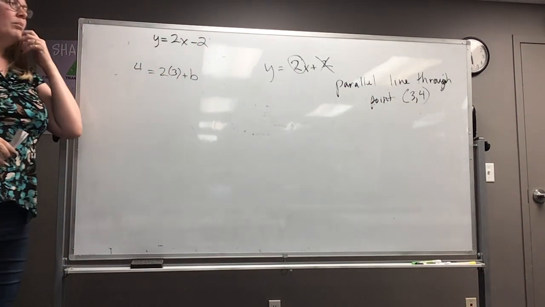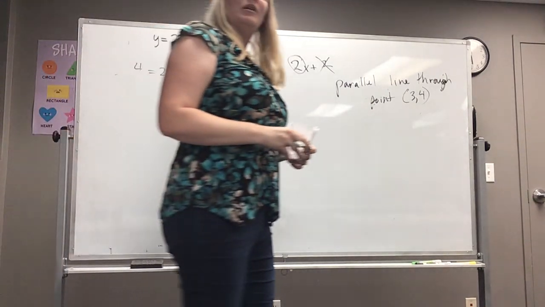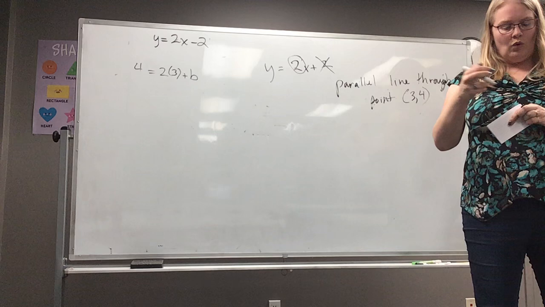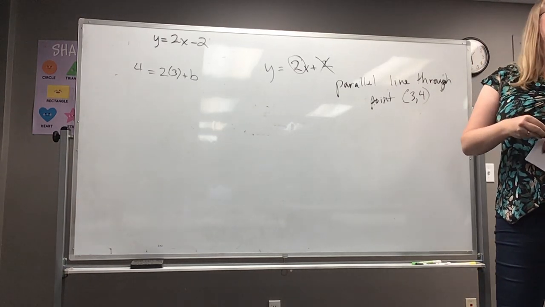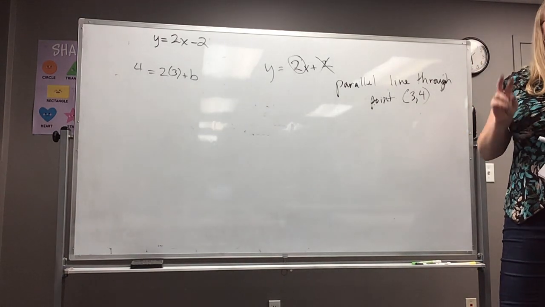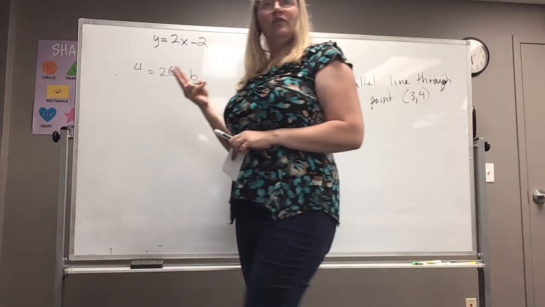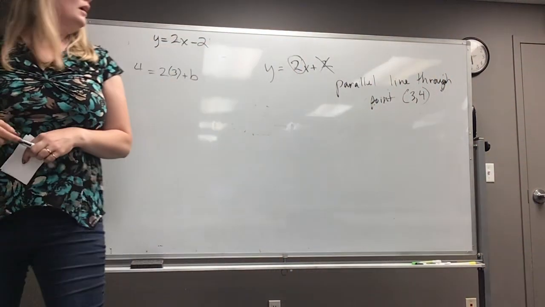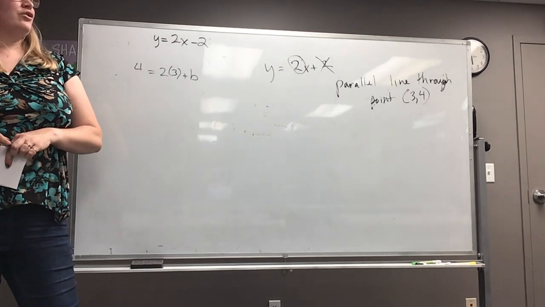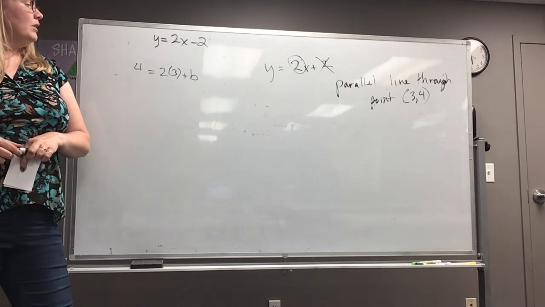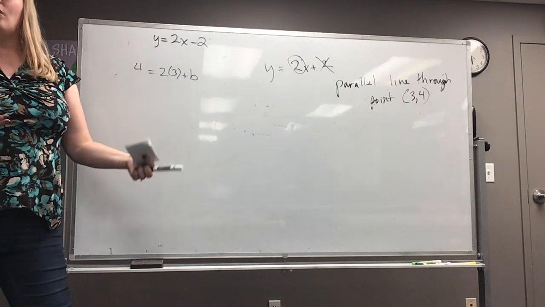So remember, parallel means that they have the same exact slope. They're moving the same way. Also, quite possible to get one with perpendicular, and perpendicular will have the 2 conditions. You have to do both of them. You have to change the sign, opposite sign, and you have to flip the fraction. And so our perpendicular slope would have been negative 1/2.